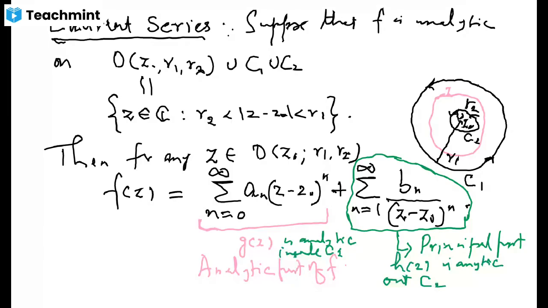So in this way, what this Laurent series is giving you is that whenever you have a function which is analytic on an annulus, then you can decompose this function into two functions, where these two functions behave in the following way.